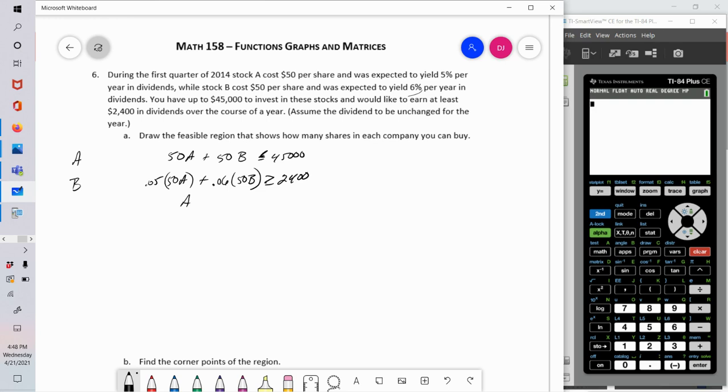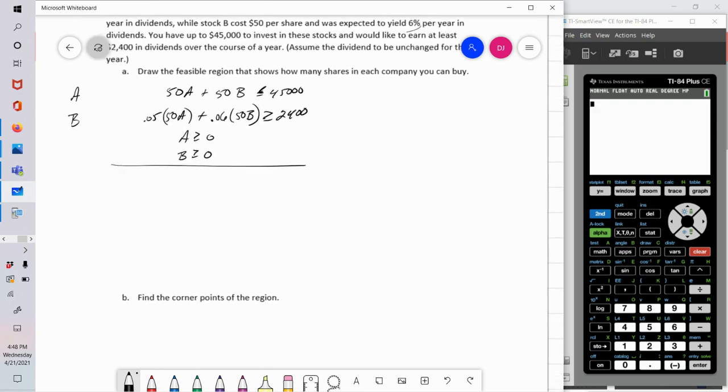Also, the number of shares of stock A that you buy, as well as the number of shares of stock B that you buy, must each be at least 0. Okay? I'm going to make one more change before I go and graph these. 50A plus 50B is less than or equal to 45,000.